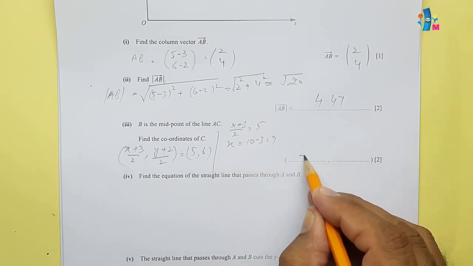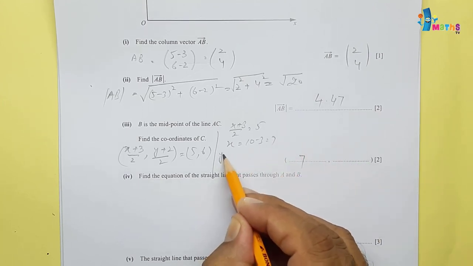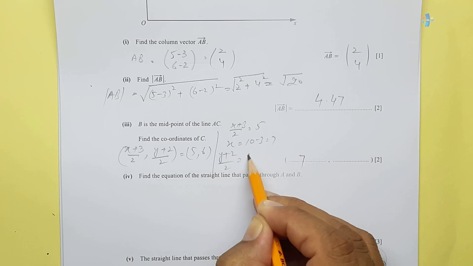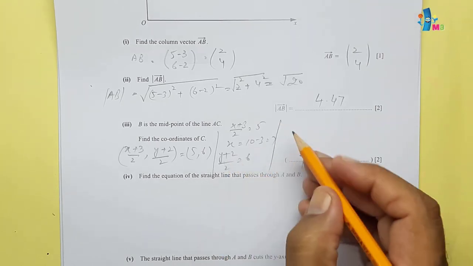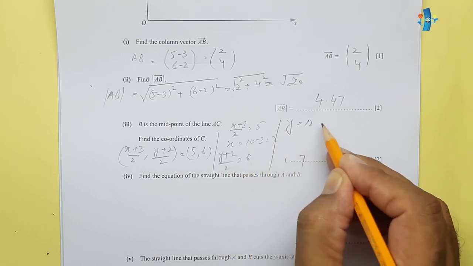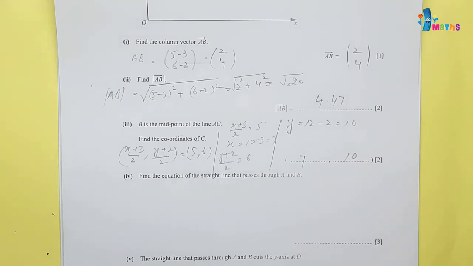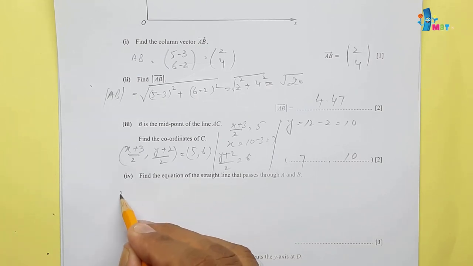So the X value will be 7, and Y plus 2 over 2 is equal to 6. This implies Y is equal to 12 minus 2, which is equal to 10. So we can write here 10. Next: find the equation of the straight line that passes through the points A and B. We have two points, A and B, so we can find the gradient.